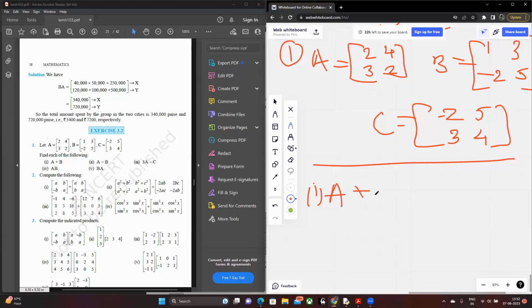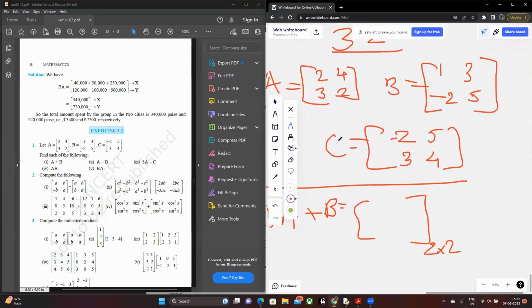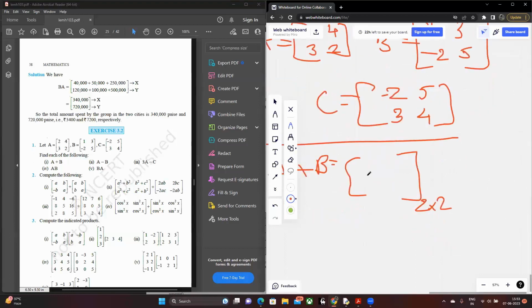First is A plus B. Note that in the plus operation, the order of the matrix does not change. First things first, check if the order of both the matrices are the same. A and B have order 2 cross 2, 2 cross 2, so the orders are the same. So you have a defined sum. A plus B is then going to be 2 plus 1, that is 3. 4 plus 3, that is 7. Then 3 plus minus 2, that's minus 1. And 2 plus 5, that's again 7.